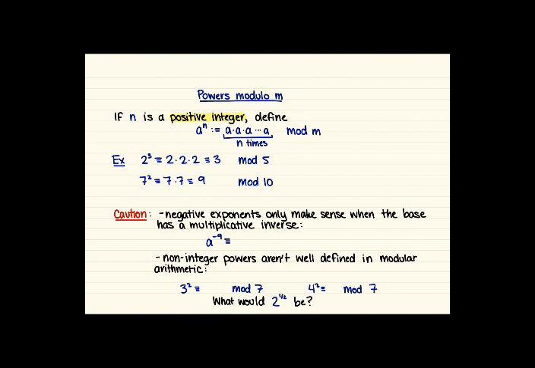So we have to be really careful with how we work with powers that are not positive integers. Negative exponents only make sense when the base has a multiplicative inverse. Because by a to the minus 9, in normal arithmetic, we'd mean 1 over a to the 9th, but because we're not doing normal division modulo m, that gets replaced with a multiplicative inverse. So this would mean a inverse to the 9th. So this only makes sense if a has a multiplicative inverse.